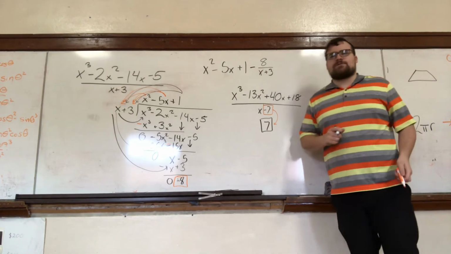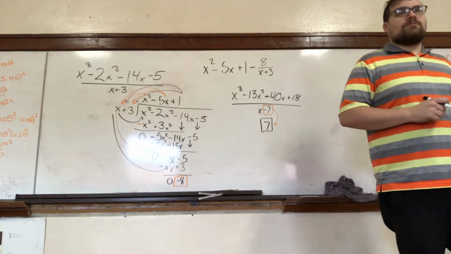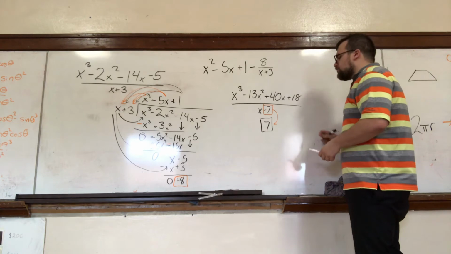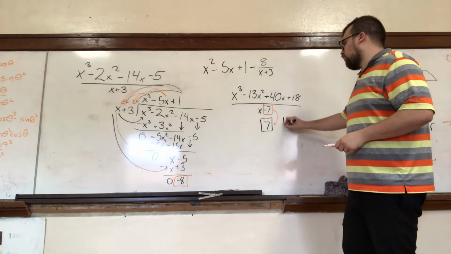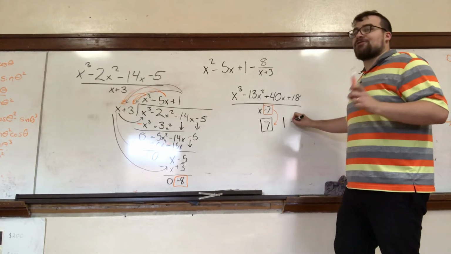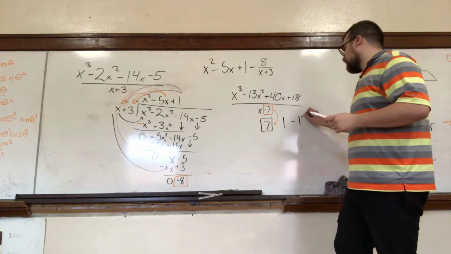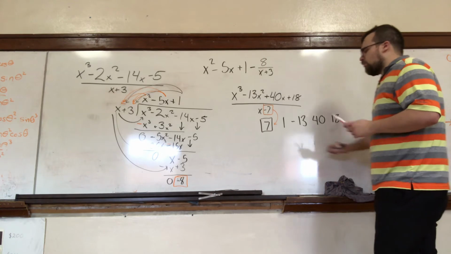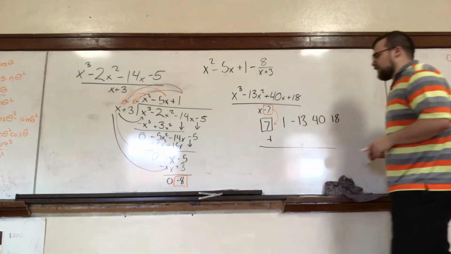Now, what goes outside of the box? The numbers on the top. The coefficients, that's the term, right? So what's our first coefficient going to be? 1. Not 13, but negative 13. Got to keep the signs. 40 and 18. We're going to put a plus sign and leave a line.